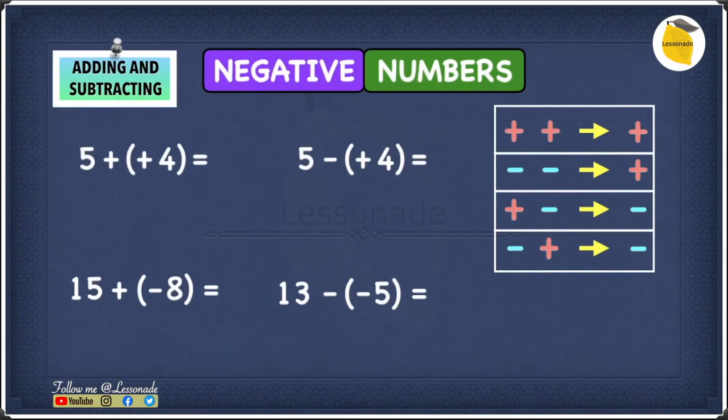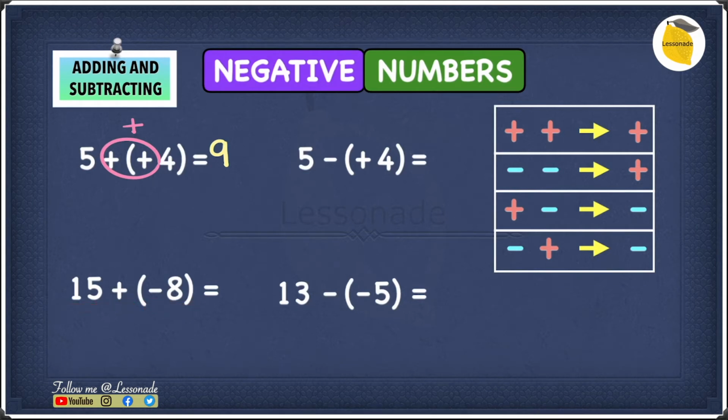Because we have two positive signs next to each other, we will have to add. So basically, we'll have to do 5 plus 4. And we know that 5 plus 4 will give us an answer of 9. Let's move to the next example, which is 15 plus -8.